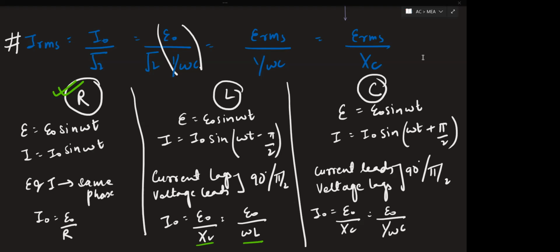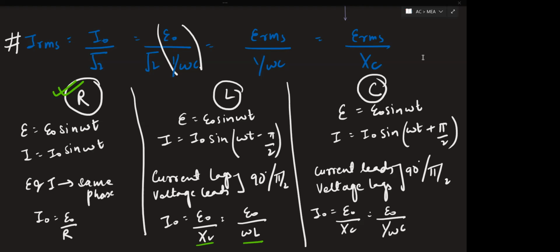So see, for circuits having only a resistor, we have the value of EMF as E naught sine omega t, and the value of current as I naught sine omega t. EMF and current both lie in the same phase for a circuit having only a resistor. So I naught is equal to E naught divided by R. This is for a purely resistive circuit.